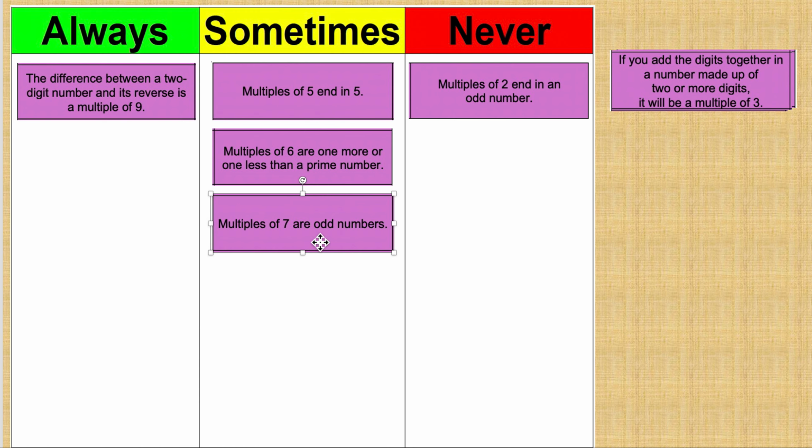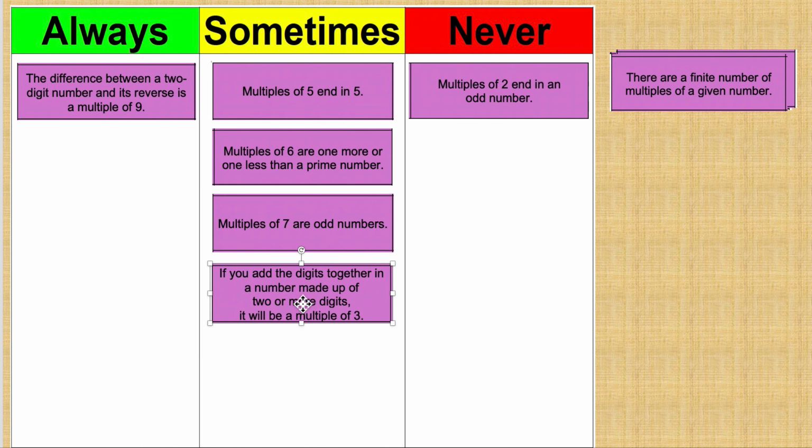Let me think. 36, 3 and 6 is 9, and 9 is a multiple of 3. So I can find instances where it is true, and I can find instances where it's not true. And when I can do that, that means that it goes in the sometimes category.